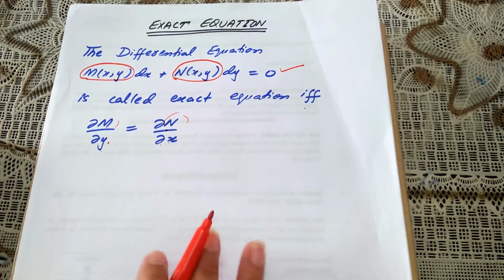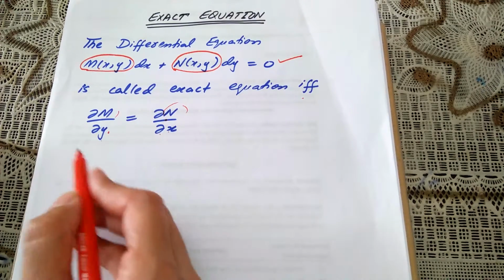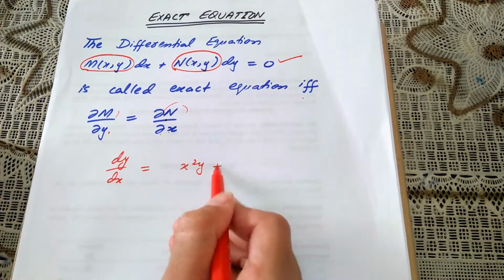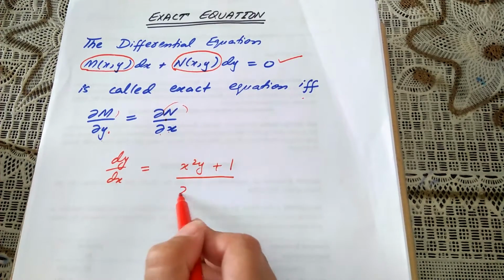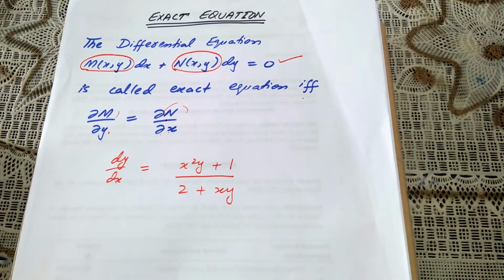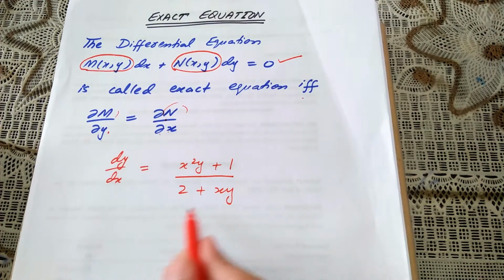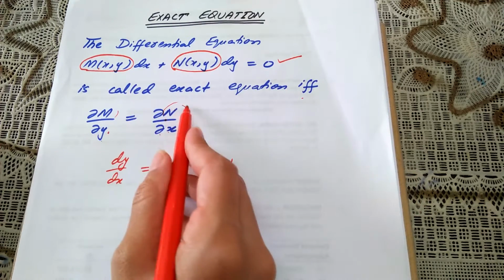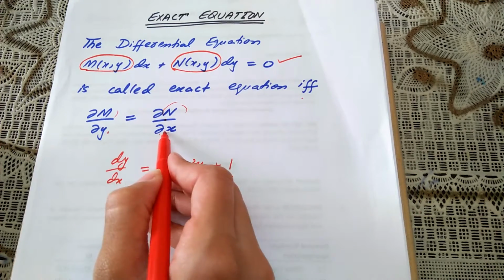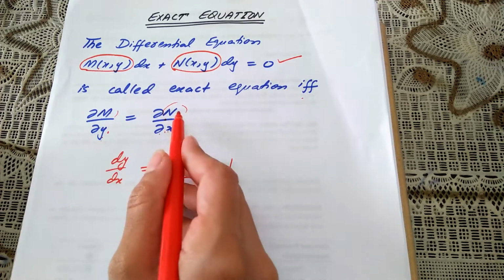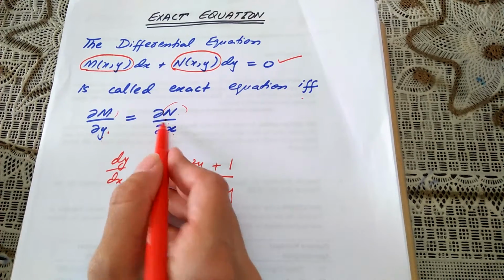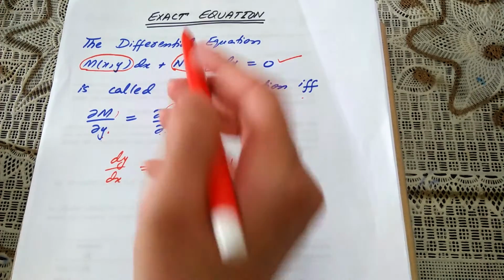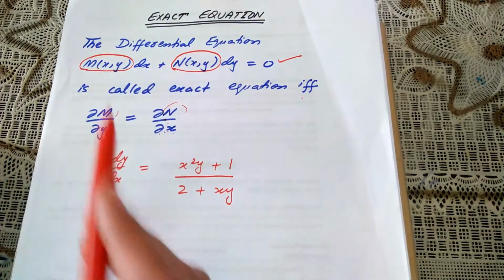For example, you are given an ordinary differential equation, dy by dx equals (x square y plus 1) divided by (2 plus xy). Now you will rearrange your given differential equation into this format and then take out your M and your N. Find the partial derivatives of M with respect to y and N with respect to x. If both are equal, then you will say this is an exact equation. Then you will proceed to the specified method for solving the exact equation.